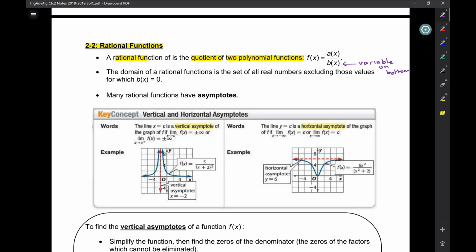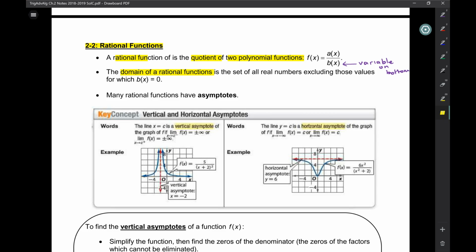Okay. The domain of a rational function: if you have a variable on the bottom, then you have the potential of the denominator equaling 0, right? Which is not a possibility. It can't happen. So the domain then of a rational function is all of the numbers which do not make the denominator 0. All right?